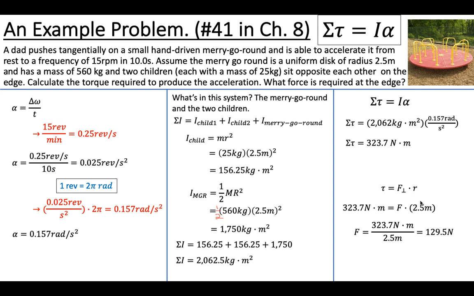But let's summarize what we did here. We knew we needed alpha, and that took a couple of steps, making sure our units lined up and changing revolutions to radians by multiplying by 2 pi. But we got it.